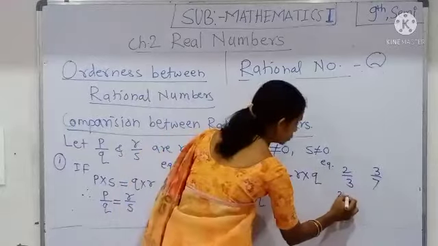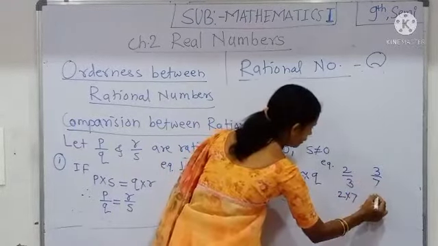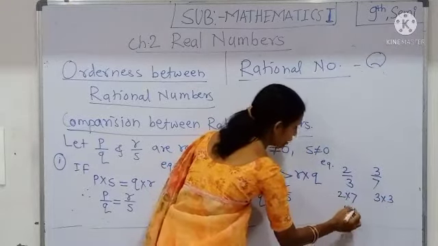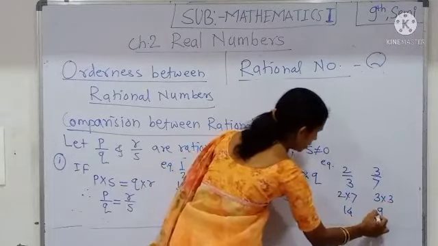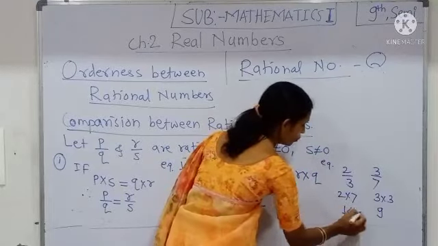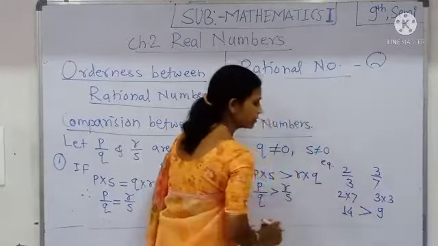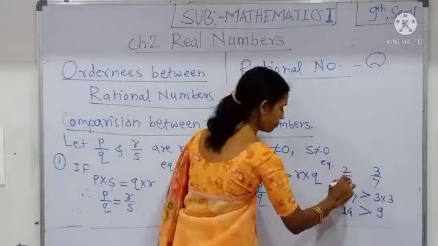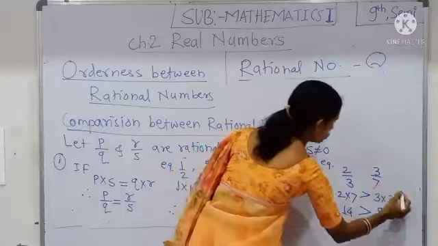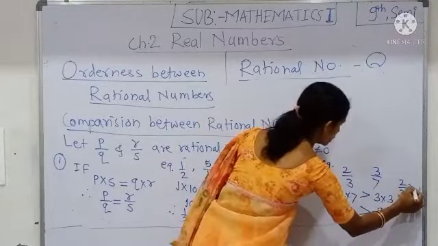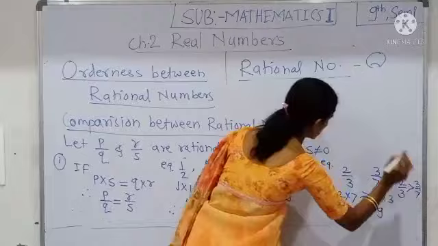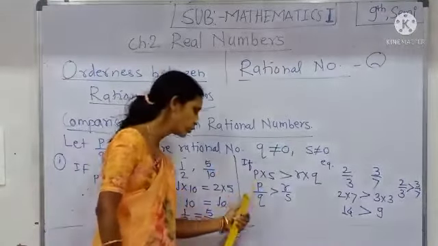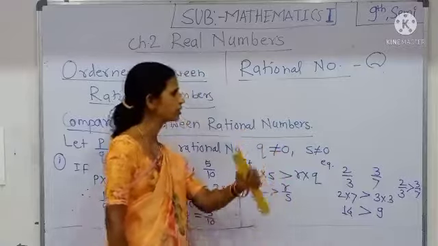Then here 2 into 7 and 3 into 3. Here 7 into 2 is 14 and 3 into 3 is 9. Between 14 and 9, 14 is greater. Therefore 2 into 7 is greater than 3 into 3. Therefore here 2 upon 3 is greater than 3 upon 7. That means here P upon Q is greater than R upon S.